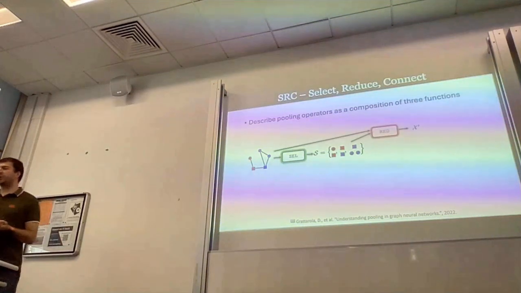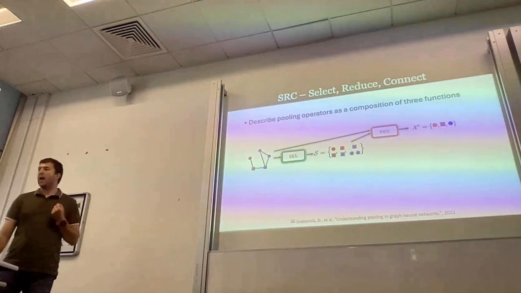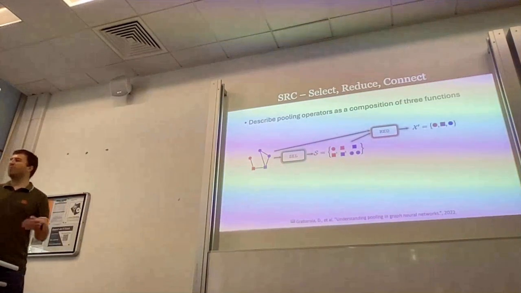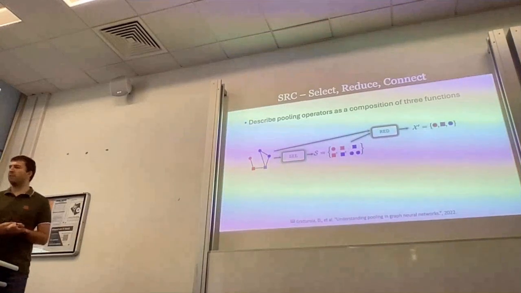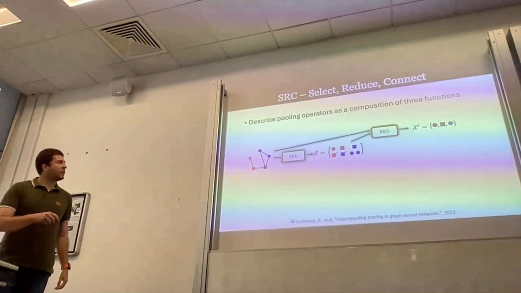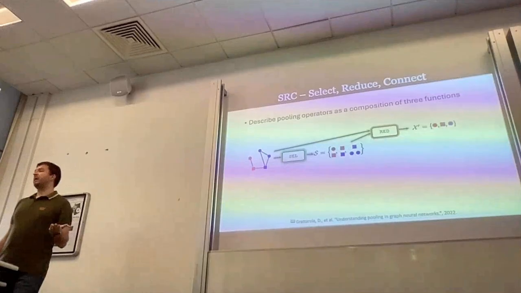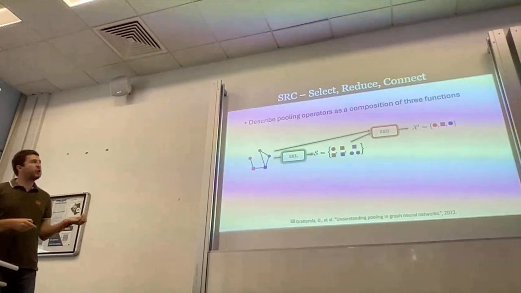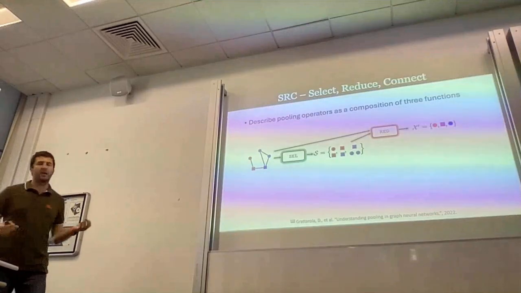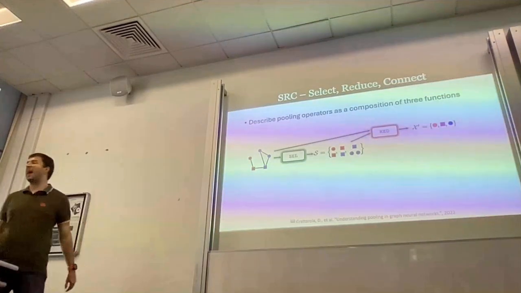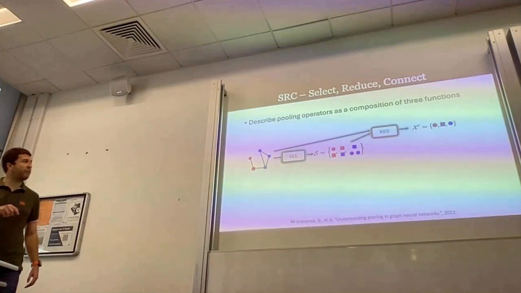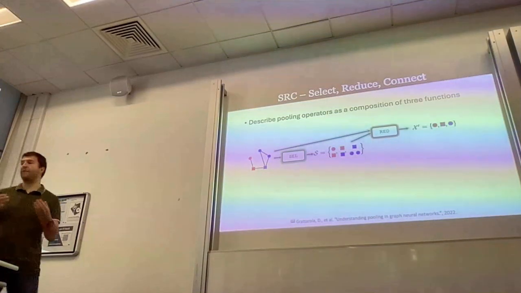Then the second operation is the reduce, and the purpose of the reduce is to compute the features of the pooled graph. Okay, so it looks at these two nodes. These nodes should end up together. Okay, so the reduce can say, okay, the features of the pooled graph can be, for example, the sum or the average of these two. Okay, same thing here. We take the average, and here we take the average, and then we have the features of the pooled graph.